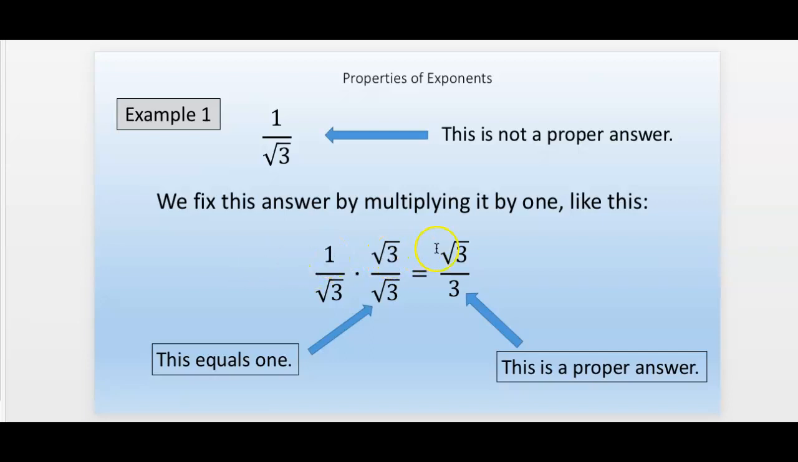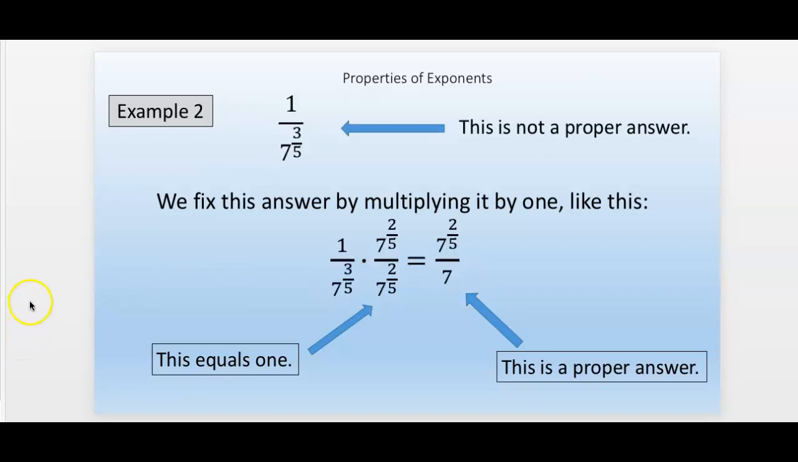Okay, 1 times the square root of 3 is the square root of 3. But the square root of 3 times the square root of 3 is just 3, and this is proper. Now you have a 3 in the denominator. This final answer right here, the square root of 3 over 3, is exactly the same as 1 over the square root of 3. But you want to write your answers like this. All right? No fractional or radical exponents in the denominator.